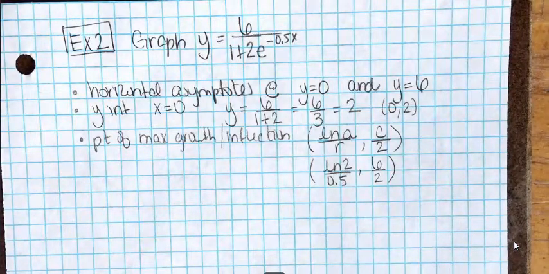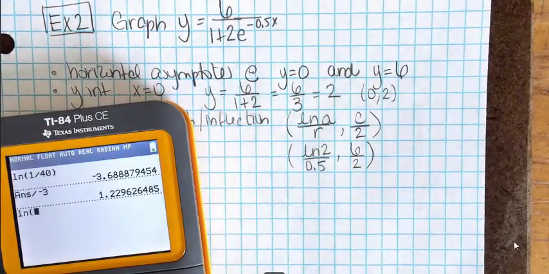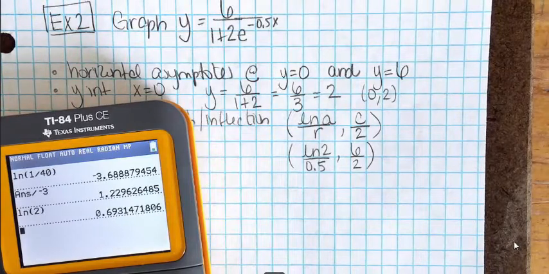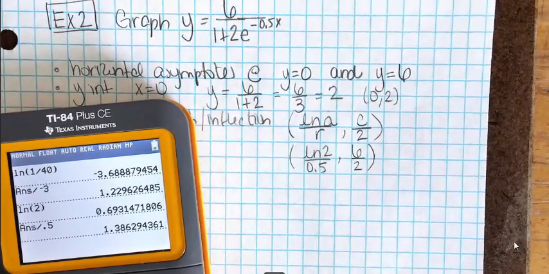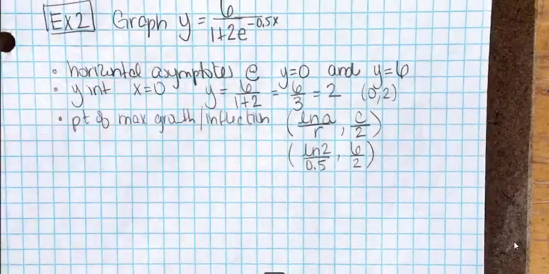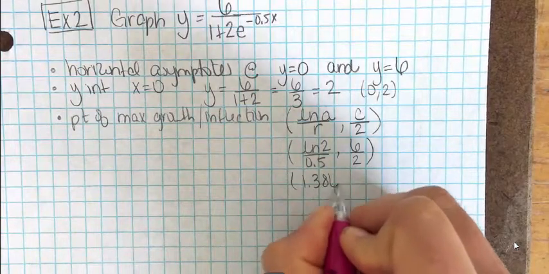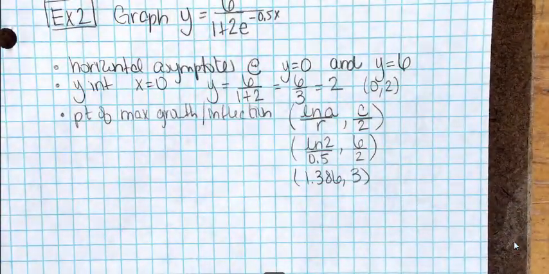Okay, so going into my graphing calculator, I need that for the ln of 2. And I'll divide that by half. So I get about 1.386. So that's where my point of inflection is happening.